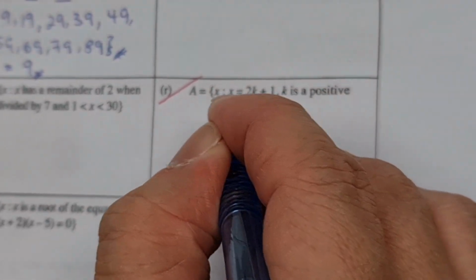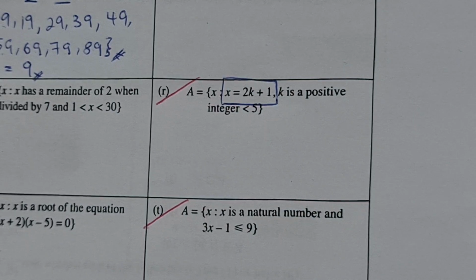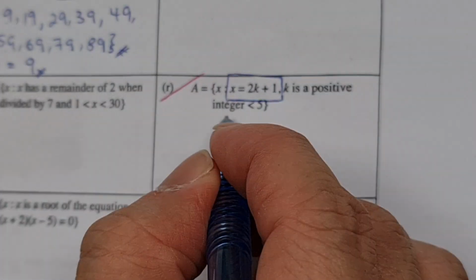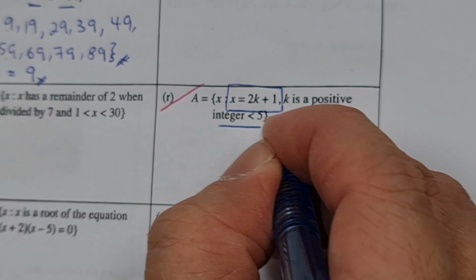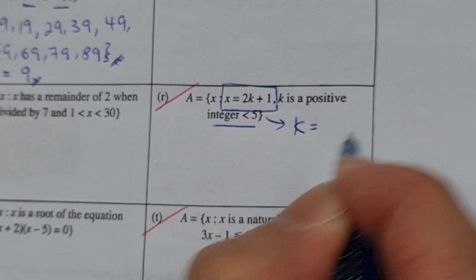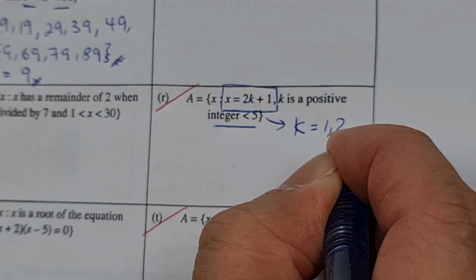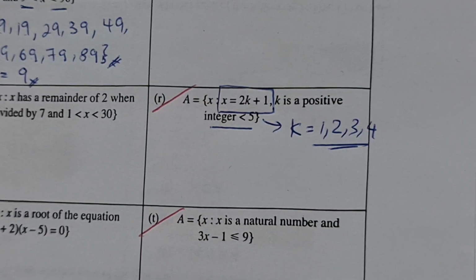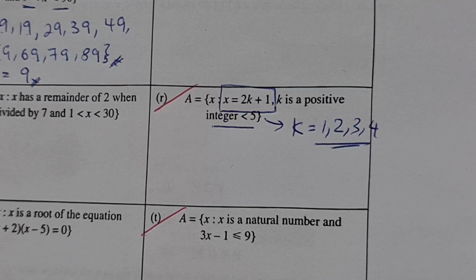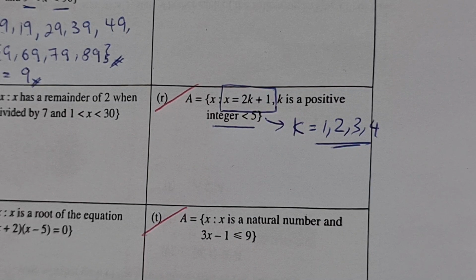So this one, x equals 2k plus 1. And k is a positive integer that's less than 5. So basically what they are trying to say is k is less than 5, meaning k is either 1, 2, 3, or 4. That's the value of k. You all know why that is so? Let me shift a bit.